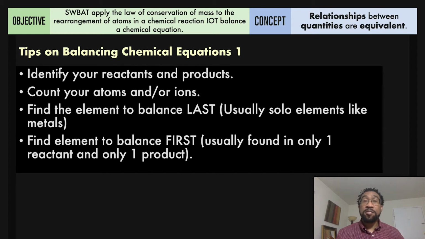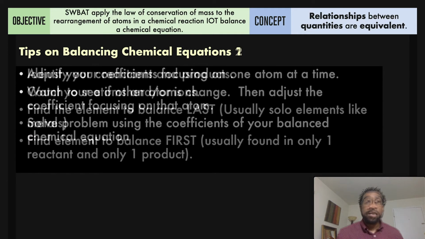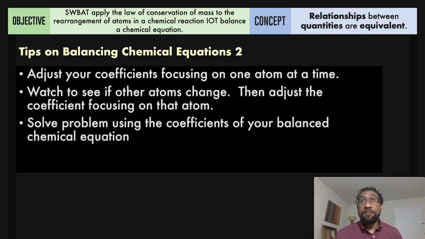The element that you balance last is usually a solo element like metals, okay? And the element that you balance first is usually found in multiple places, and it may not be as lonely as a metal. And when I say lonely, I mean it outnumbers the metal. We're gonna adjust our coefficients in the chemical equation one atom at a time. Make sure you do that one atom at a time, okay? And then we have to watch to see if other atoms change. And if they do, then we need to continue adjusting.